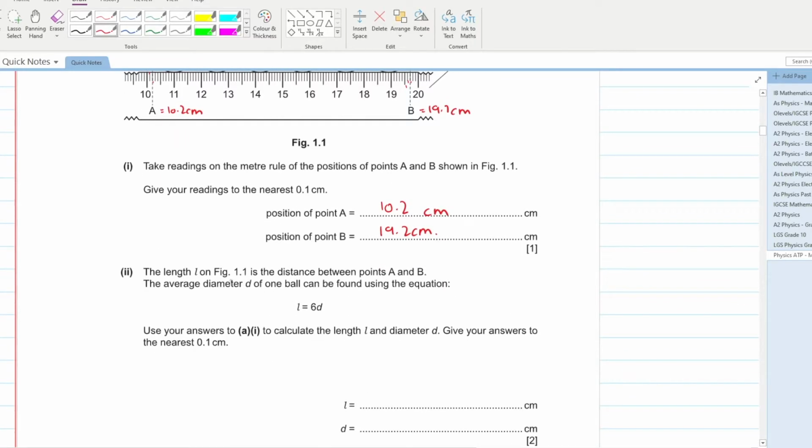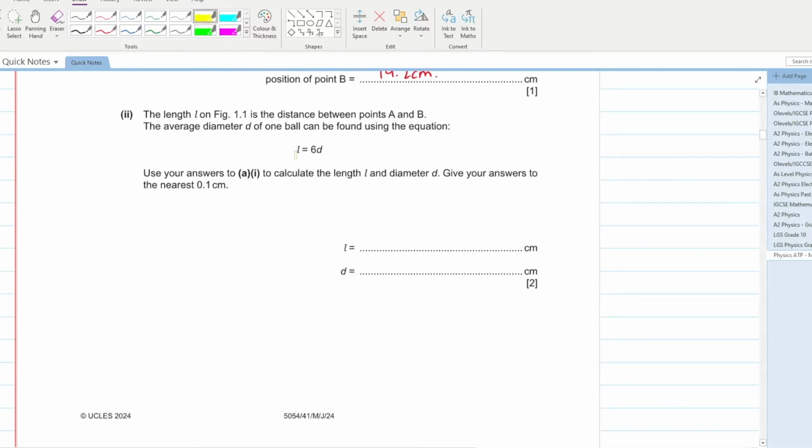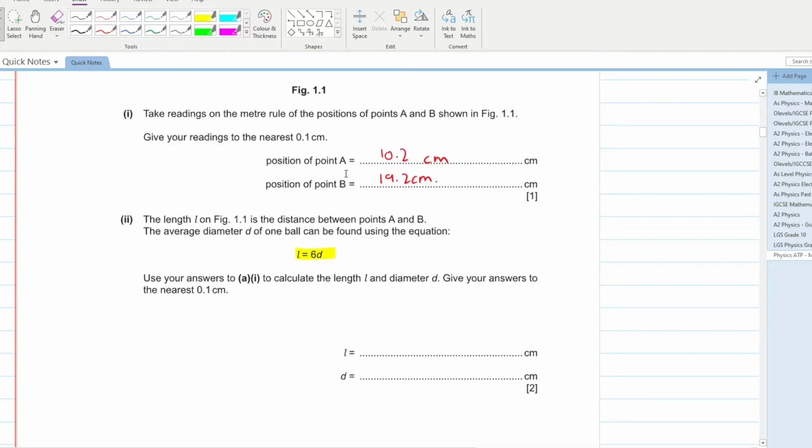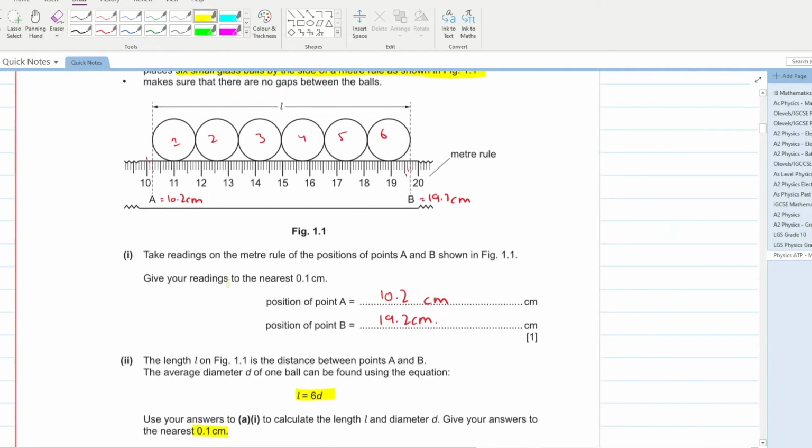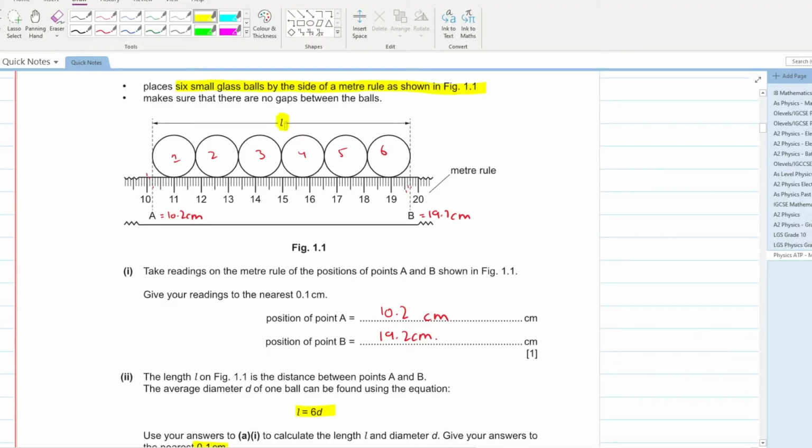The length L on figure 1.1 is the distance between point A and B. The average diameter of one ball can be found using this equation. Use your answer calculated in A1. To calculate the length and diameter, give your answer to the nearest 0.1 centimeter. Let's first calculate this length L. How will we calculate this length L? Very easy. We will subtract the distance at point A from the distance at point B.